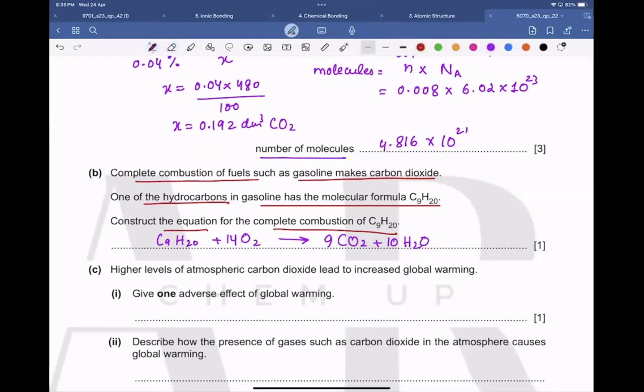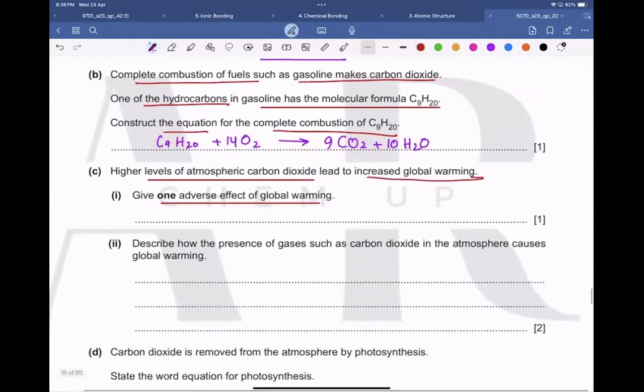Now, C part. Higher levels of atmospheric carbon dioxide lead to increased global warming. Give one adverse effect of global warming. Very good, Ahmed. Sea level rises. No, it doesn't weaken the ozone layer. Sea level rises, glaciers melt, climate changes. So these can be the answer. Yeah, flooding due to the sea level. When the sea level rises, it will cause flooding.